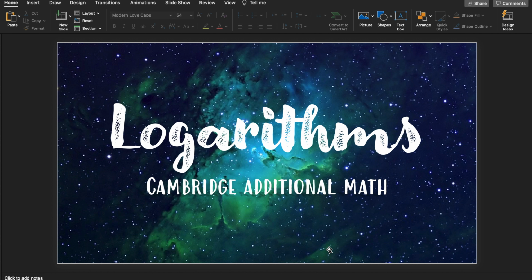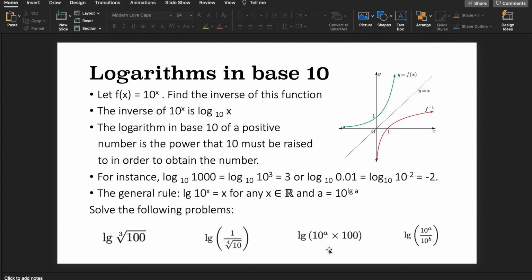So now we'll be doing chapter 5, which is logarithms from Cambridge Additional Mathematics. Okay, so we'll start with logarithms in base 10. We first have to understand what a logarithm is.